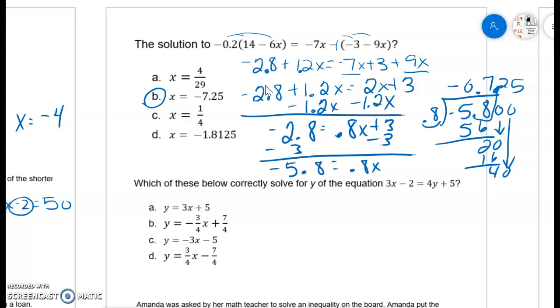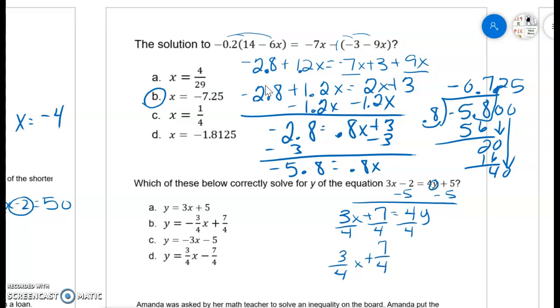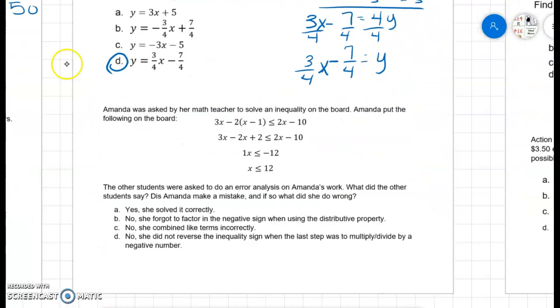Which of the below correctly solves for y? So we want to get y by itself. So I'm going to move my 5 over, undo the add subtract. So I have 3x plus 7 equals 4y. And now I need to divide everything by 4. So 3/4 x, we're going to leave that, 7/4 equals y. Oh, I apologize, a -2 and a -5 is a -7, which gives us D.